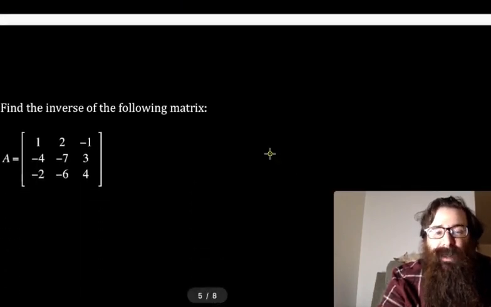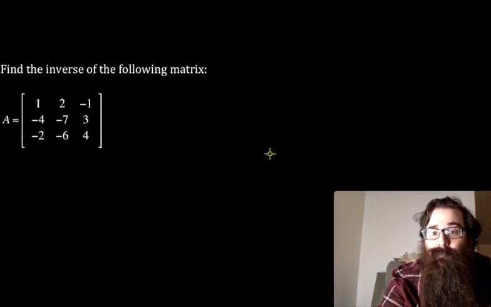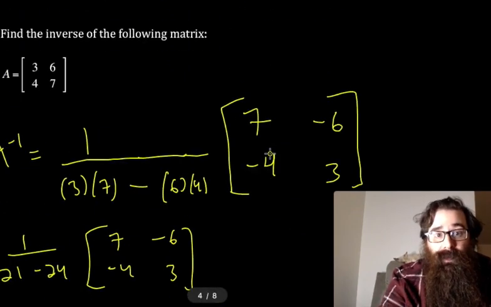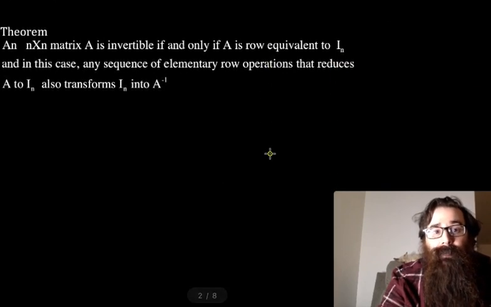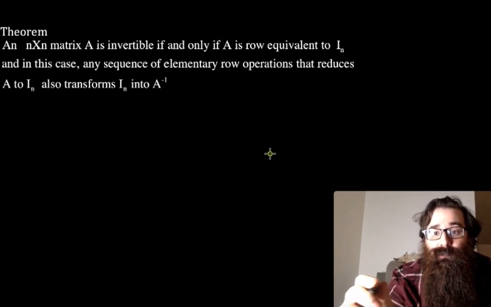What about, though, if I have a larger matrix? Here I have a 3 by 3. And this is where we're going to go back to that theorem that we had. So let me go back to that theorem and read it again. An n by n matrix A is invertible if and only if that matrix A is row equivalent to the identity matrix, meaning we can row reduce it into that identity matrix.